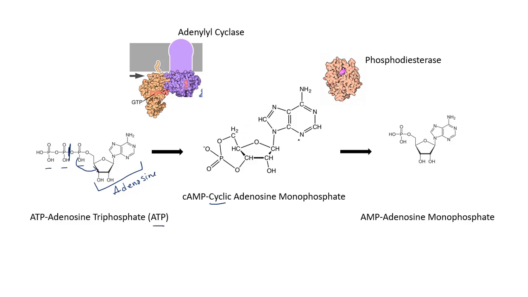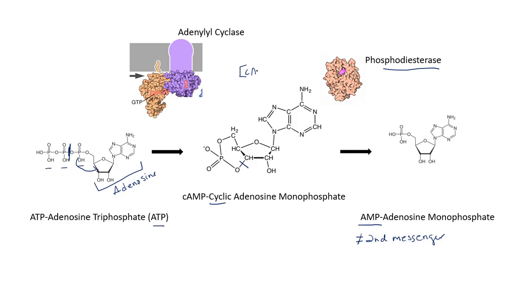Now, cyclic AMP is in turn broken down by an enzyme called phosphodiesterase. And what phosphodiesterase does is it cleaves that second bond to the sugar, and what we end up with is plain old vanilla adenosine monophosphate, AMP, which is not a second messenger and does not activate those downstream cellular responses. And so phosphodiesterase then acts as an off switch to remove cyclic AMP from the cell and turn off this signaling pathway.